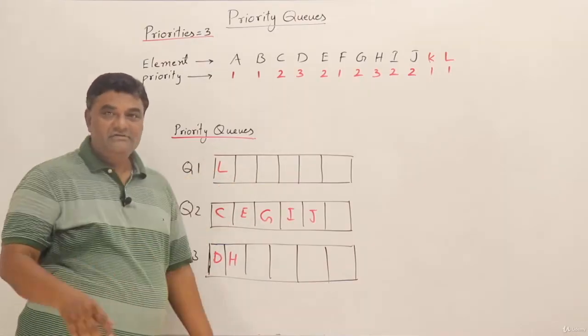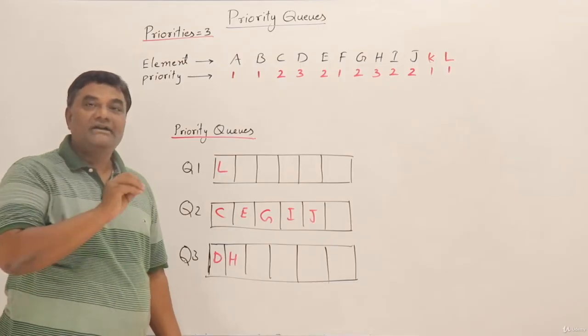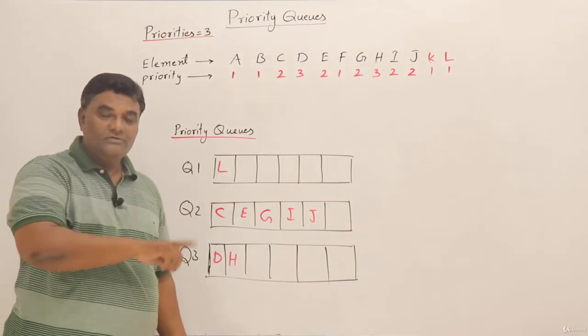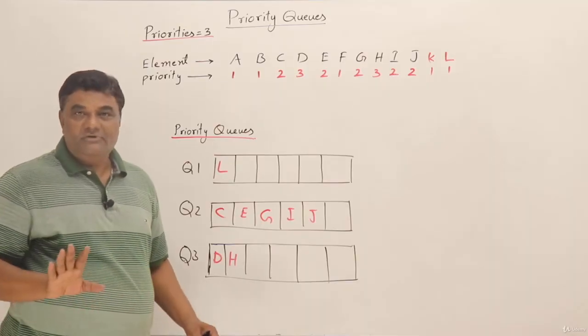I must delete this one. So from this working I can say that deletion should be done always from the highest priority queue, and if it is empty, go to the next priority. If that is also empty, then go to the next priority. That's all about priority queues.